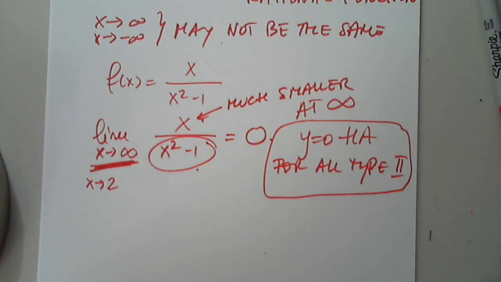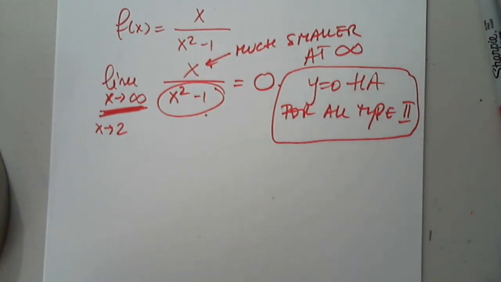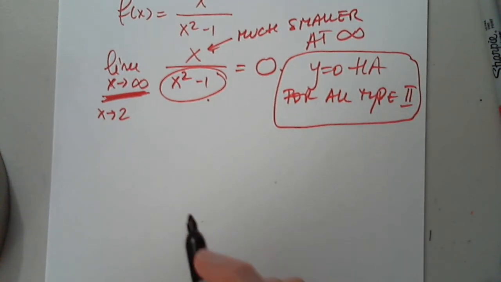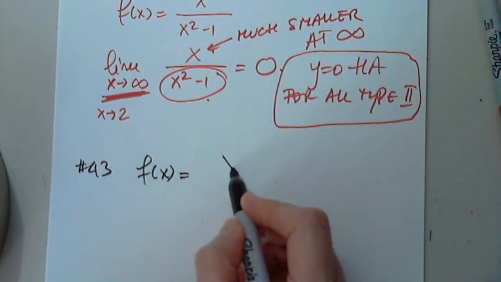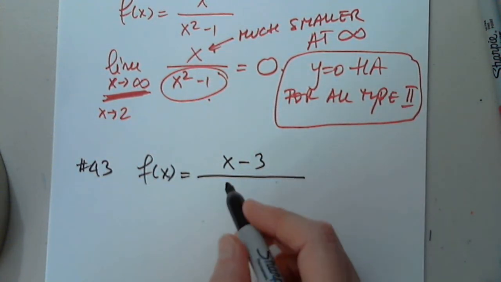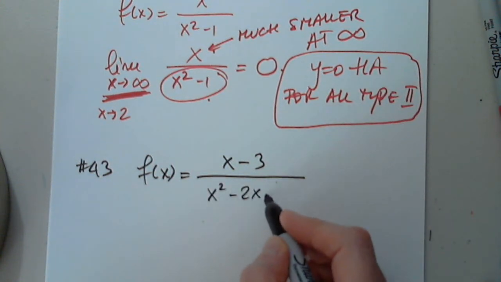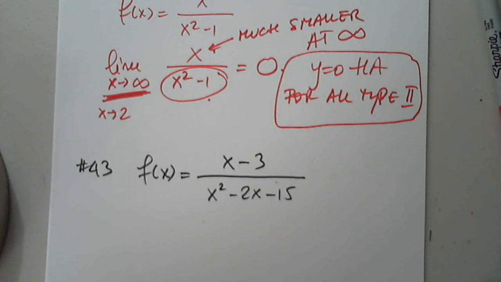Okay, so let's look at a problem. There is no easy problem in this book, so I may have to make up some. Okay, so let's say 43. So we have f of x equals x minus 3 divided by x squared minus 2x minus 15. So they're asking us to sketch the graph of this function.